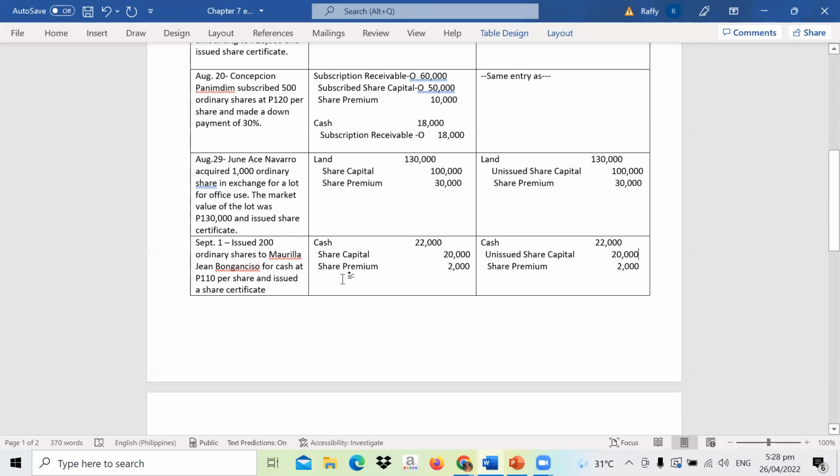200 at 110. So we did receive cash in the amount of 22,000. That's 200 times 110. And then you will credit share capital at par. So that's 200 shares times 100, which is 20,000. The excess is 200 shares times 10, so you will have a share premium in the amount of 2,000. Under the journal entry method, you debit cash, 22,000, and then you credit unissued share capital. That's 200 shares times 100 par value, so that's 20,000. And then credit share premium for the excess, 2,000. That's the excess over the par value.